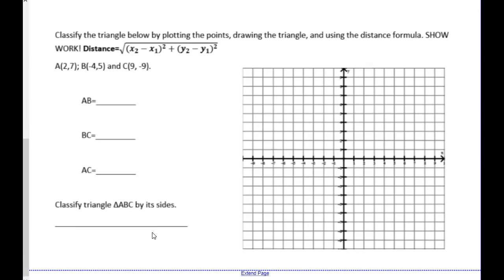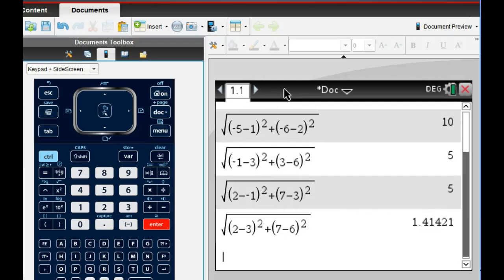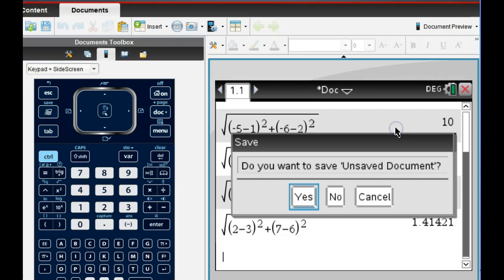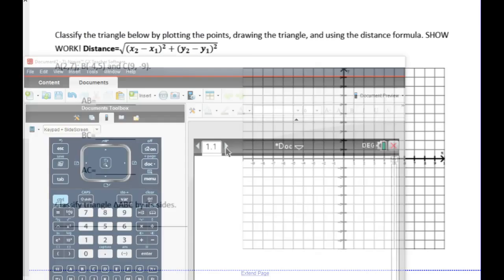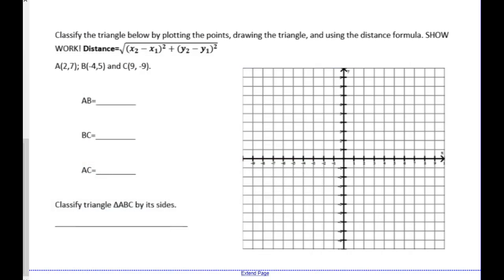Let's talk about the last one here. You do have to be able to use the distance formula. So, let's do this. Make sure I've got my calculator ready. Okay.